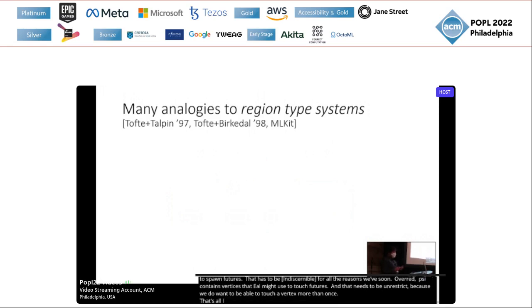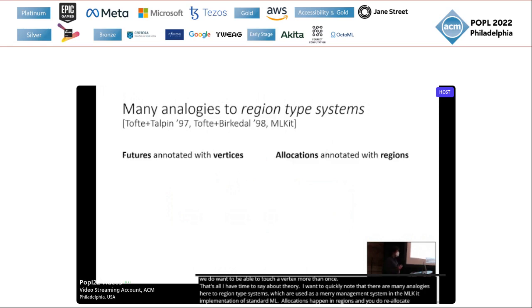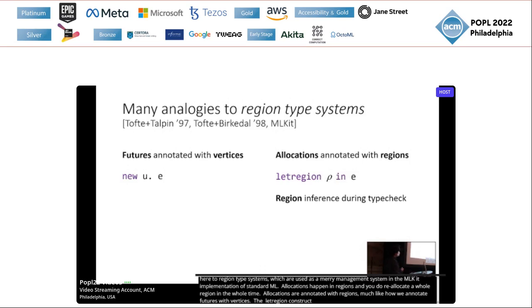I want to quickly note that there are many analogies here to region-type systems, which are used as a memory management system, for example, in the ML-kit implementation of standard ML. So in systems like this, allocations happen in regions, and you deallocate a whole region at a time. So in the calculi for these type systems, allocations are annotated with regions, much like how we annotate futures with vertices. The let region construct generates new regions at runtime, sort of like how we define new vertices at runtime. And there's an inference algorithm for inferring these region annotations, which inspired this paper's algorithm for inferring vertex annotations.